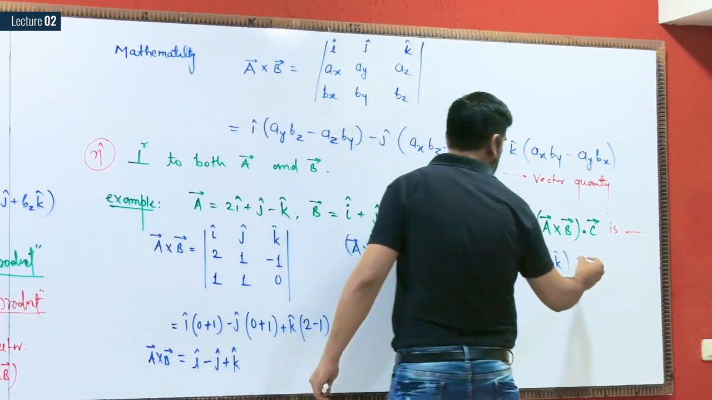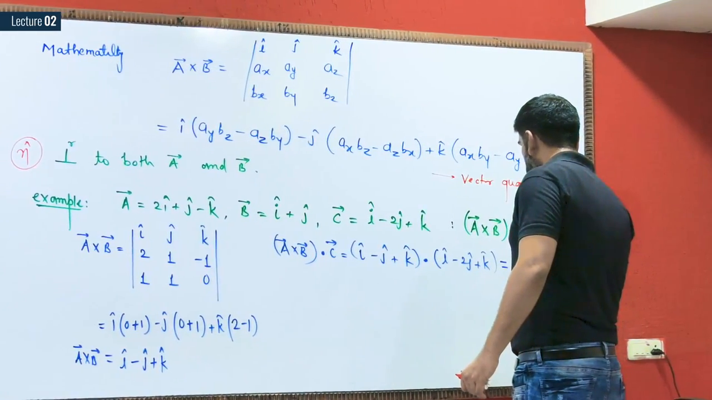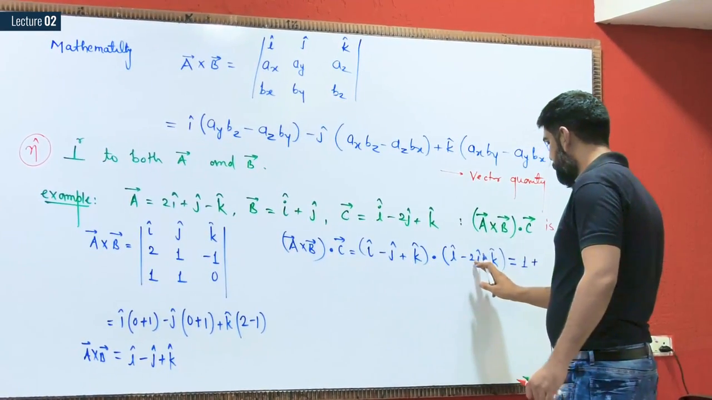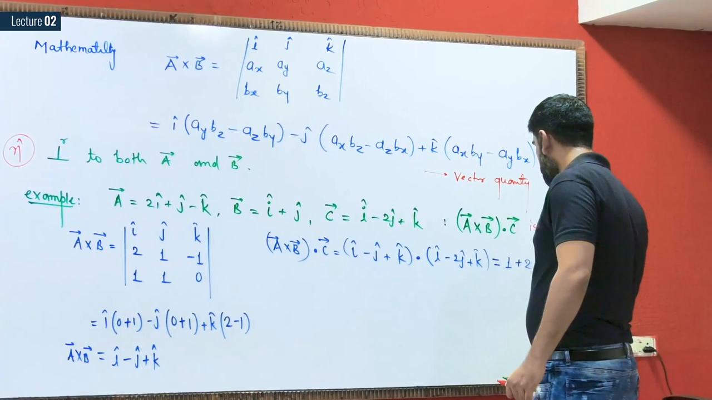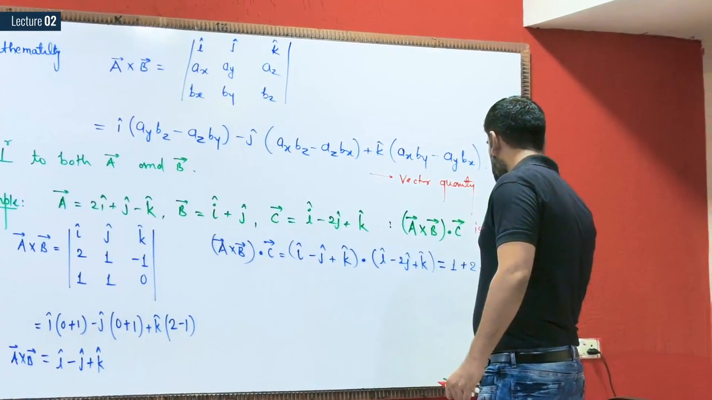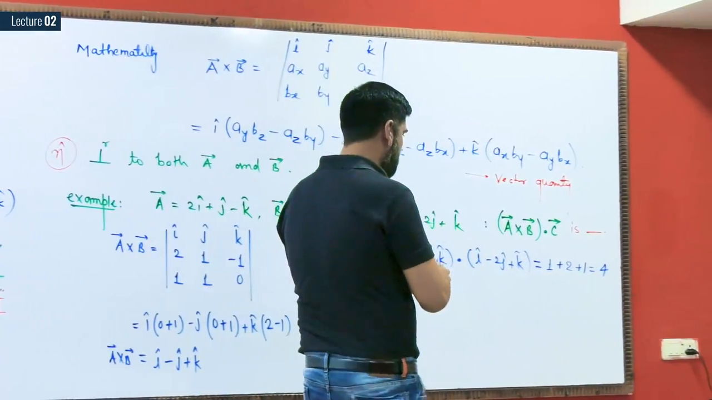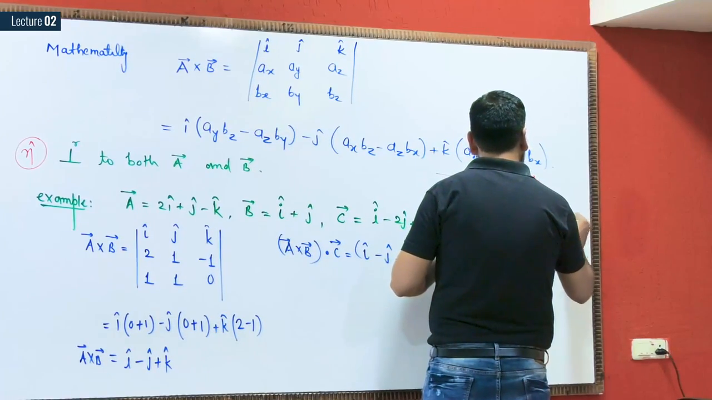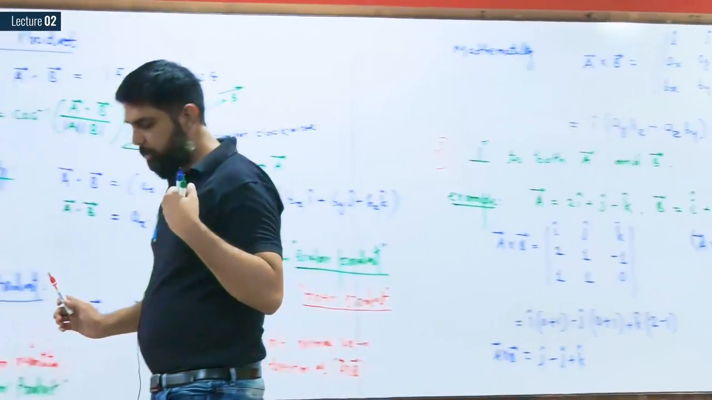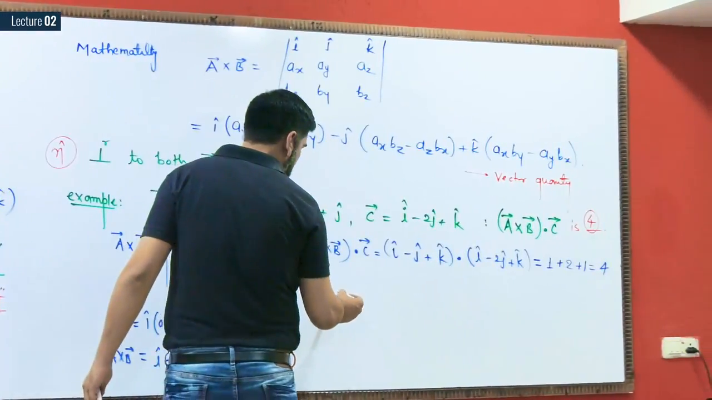So let's multiply it. What we are having is I into I, this is 1, minus, minus and minus, plus, correct, J into J, 1, that means 2, plus, K into K, that is 1, so what is the value is 4, 2 plus 1, 3, plus 1 is equal to 4, so here we are having the answer 4. But I am saying, okay, this is the cross product and dot product, but I am saying please calculate this value.